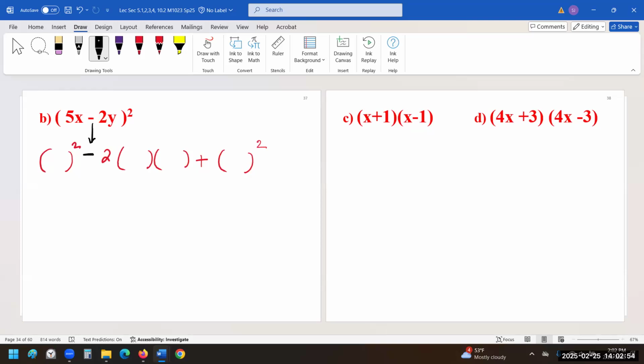Okay, so if you do shortcuts, all you have to do is put 5x whole thing squared, 2y whole thing squared, and then 2 times 5x and 2y. And then go ahead, Brianna, tell me the answer. What do you have? 25x squared. And then it's going to be subtract, multiply 5 times 2 and -2 is going to be -20xy, plus 4y squared.